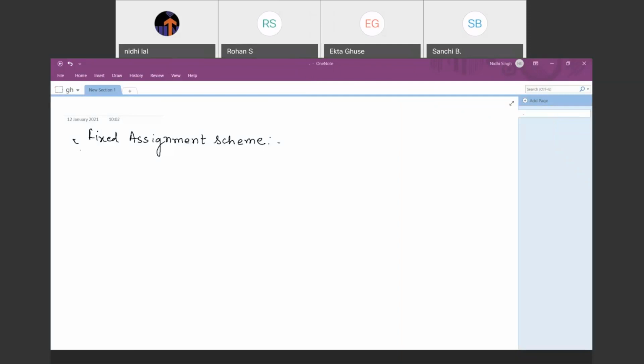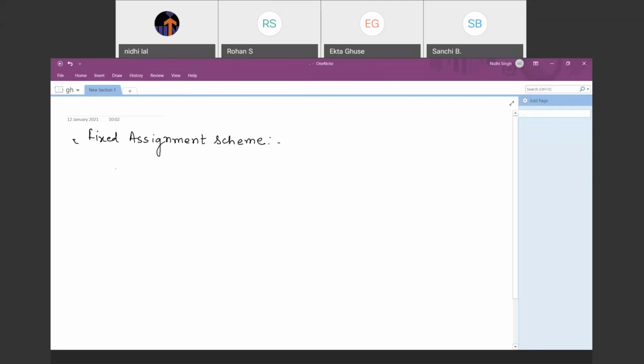So now come to the topic, that is fixed assignment scheme. As I told you in the last lecture, the fixed assignment scheme is that one, just like we can visualize as a circuit switching scheme and like the telephone exchange system. So why do we need the fixed assignment scheme?